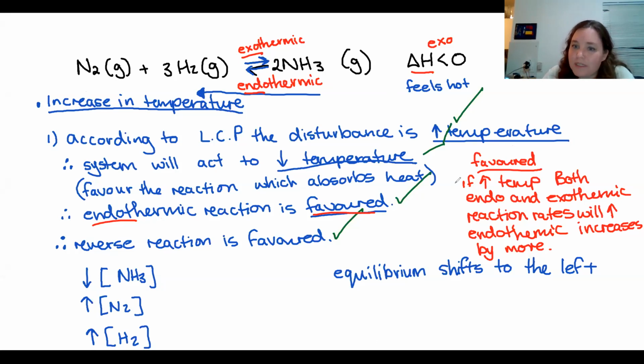The very important bit here that I've got as an NB is that both reaction rates go up. The reason I mention this is that they may at some point ask you, what happens to the exothermic reaction rate? And everybody has this idea that if endo goes up, exo must go down. And then you go, oh, it decreases. That's nonsense. If the temperature increases, both endo and exo, both the forward and the reverse rate go up. But the endothermic reaction, because it's absorbing the heat to remove the disturbance, will go up by more, which means that in this particular case, the reverse reaction is favored.